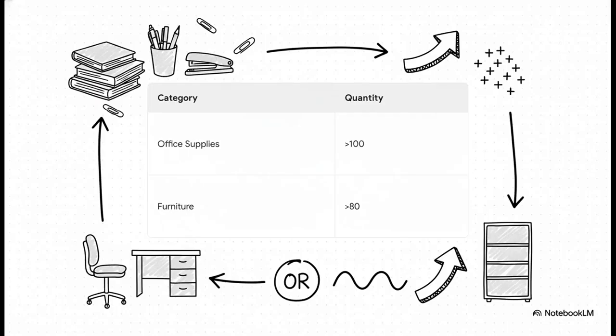And you can even get crazy and combine them. Look at this setup. It finds all orders for office supplies with more than 100 units or orders for furniture with more than 80 units. You're asking a really specific, complex question and getting the answer in one shot. There is no way a basic filter could ever do that.